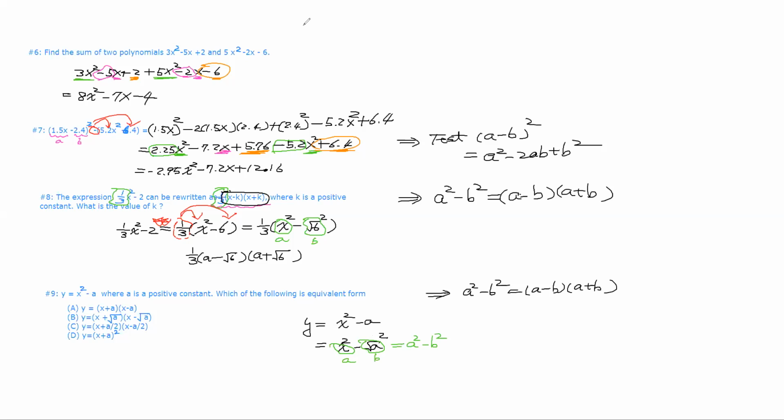Now what I can do is just write it. This will be a minus b, so it will be x minus b. What is b? It's the square root of a, times a plus b. So it's x plus the square root of a. That's right. So what is the correct answer? It's B here. All right.